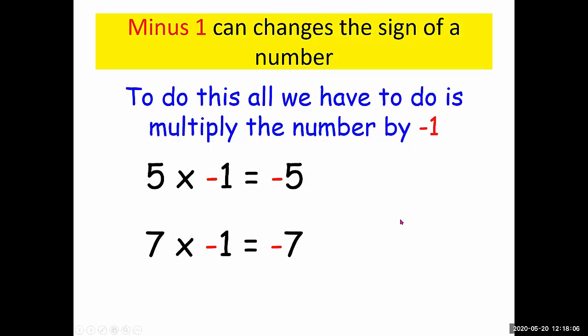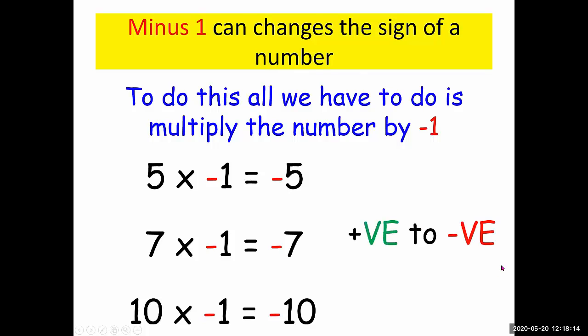If that's true, 7 times minus 1 equals minus 7. And 10 times minus 1 is minus 10. So what this is doing, I'm multiplying by minus 1, I'm taking a positive number, I'm multiplying it by a minus 1 to get a negative number. That's all that's happening. The minus 1 is turning a positive number into a negative number.